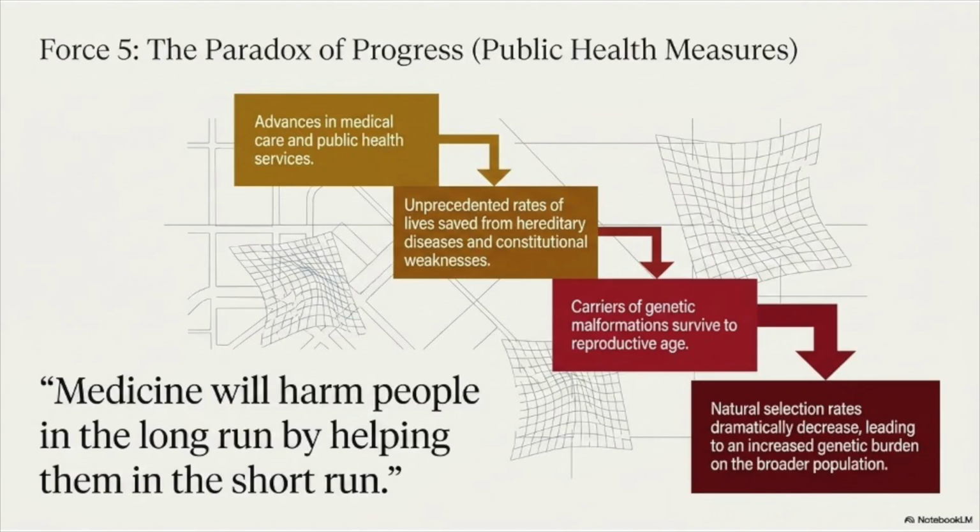The fifth and final force is the paradox of progress. Through public health measures, advances in medical care and public health services have led to unprecedented rates of lives being saved from hereditary diseases and constitutional weaknesses. As a result, carriers of genetic malformations now survive to reproductive age. This means natural selection rates dramatically decrease, leading to an increased genetic burden on the broader population. As one perspective puts it, medicine will harm people in the long run by helping them in the short run.